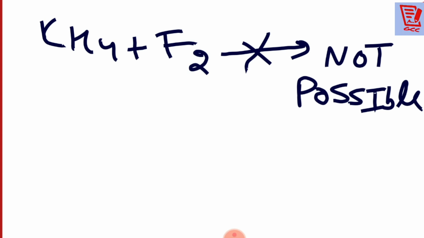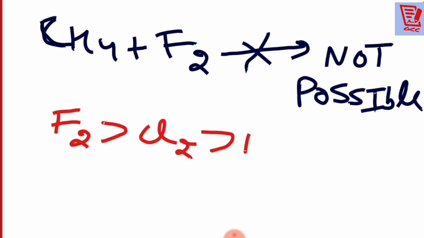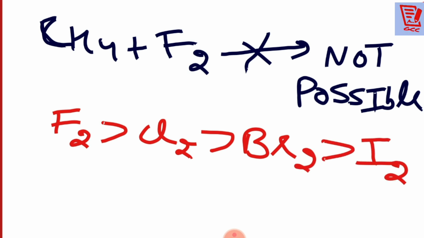Now you might be thinking, sir, why is it not possible? The reason behind it, first of all I will tell you the reactivity order. As you know, F2 is more reactive than Cl2, then Br2, then I2. Now I will explain why we usually say that F2 is the most reactive.